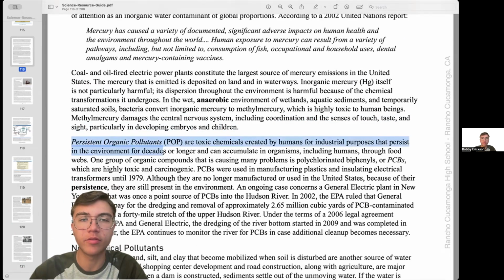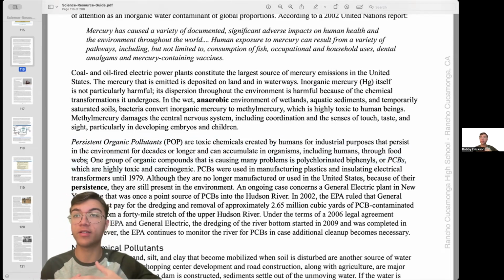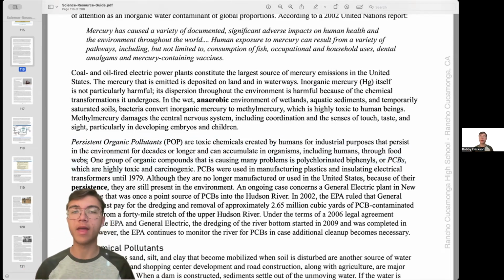Persistent organic pollutants, or POPs, are toxic chemicals which persist in the environment for decades and so can accumulate in organisms, such as humans, through food webs. So what that's saying, food webs carry different, well, foods through them. And so if a toxic chemical stays in the environment a long time, then organisms are more likely to take them up and therefore pass them on along the food chain up to us humans.